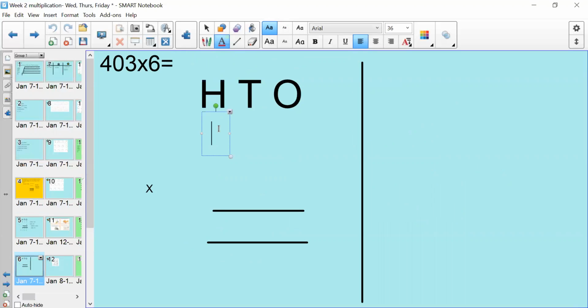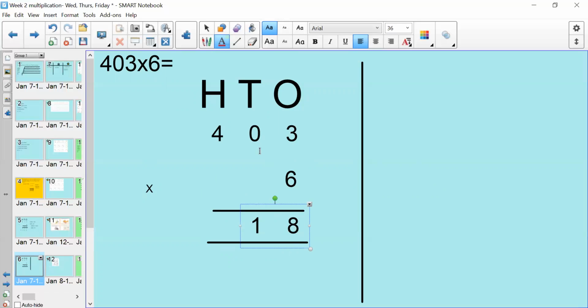Okay, well done. So we've placed the numbers in the correct column. And then we start with our ones column. So 3 times 6 is 18. This is why it's really important to know your timetables, because these kind of quick timetables questions like 3 times 6 will make it much easier for you to answer this entire sum quicker if you know those answers.